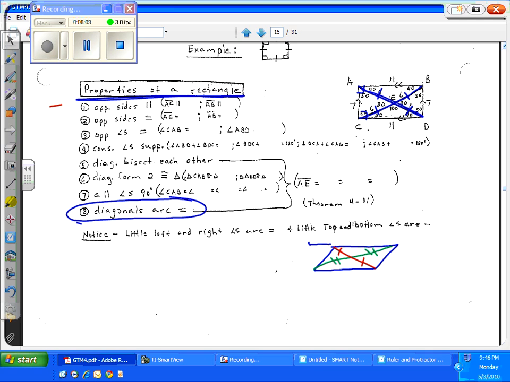Both pairs of opposite sides are parallel, both pairs of opposite sides are equal, both pairs of opposite angles are equal, consecutive angles are supplementary, the diagonals bisect each other, each diagonal forms a pair of congruent triangles. That's the first 6 properties of all parallelograms. We added to that list the definition of a rectangle, which says all angles are 90 degrees, and then the property that the diagonals are equal. 8 properties of all rectangles.